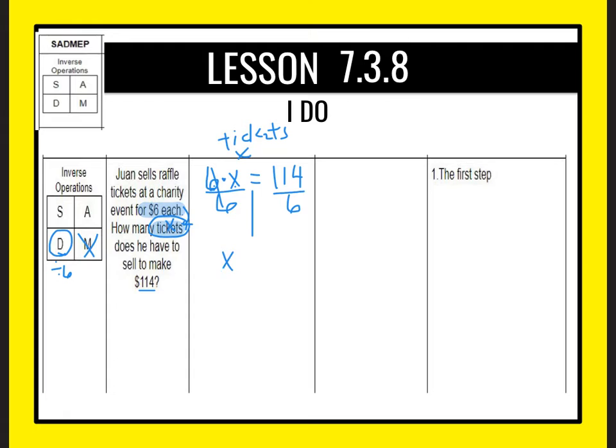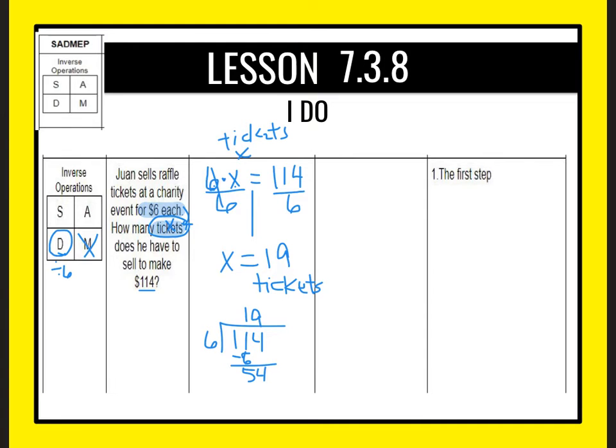So I'm left with the number of tickets is equal to, so I would have to take 114 and divide that by 6, and that would give me 19 tickets. Okay, now you could take 114, divide that by 6, right? Oops, sorry. That would be 54, and that would give you 9.